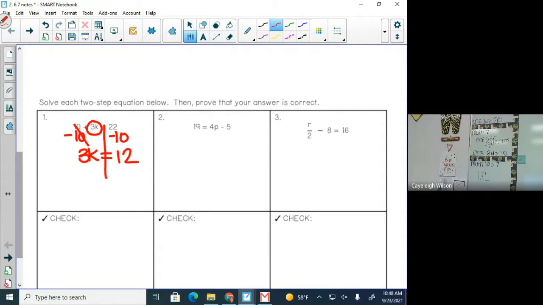Step 2 says you're going to undo the multiplication or division with the opposite. So look at the side that the K is on. I want to get K completely by itself, which means I need to get rid of the 3. I need to get rid of the 3. What operation is happening to this K with the 3? Sakshi? Multiplication.